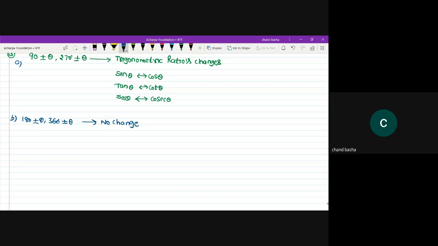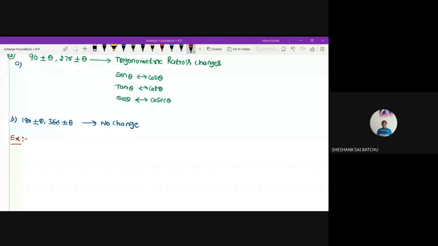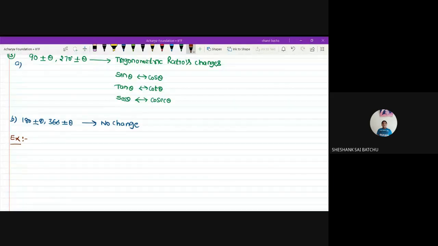Hope you can understand by discussing the following examples. Let's have the examples, and then we'll discuss if you have any doubts related to this concept. Let's see, guys. Sir, why do trigonometric ratios change in 90 plus or minus theta and 270 plus or minus theta?